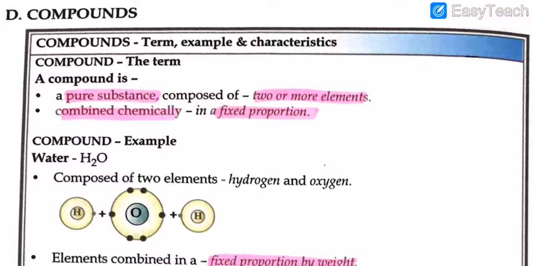Now, example H2O. It is composed of 2 elements, hydrogen and oxygen, in a fixed proportion by weight. When we talk about H2O, people may say, hey, hydrogen is 2, oxygen is only 1, how is it a fixed proportion? Well, we talk about fixed proportion by weight. The weight of oxygen is more than that of hydrogen, so we need 2 hydrogen to make it a fixed proportion. Properties of water are different from those of its constituent elements.